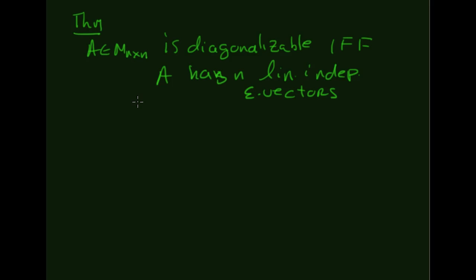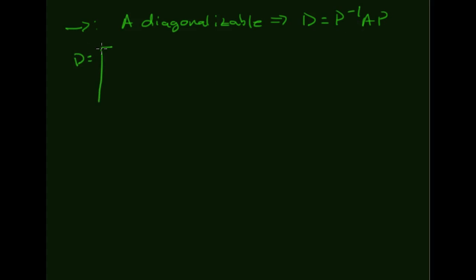Okay, so we're going to have to prove this. This is an if and only if, so we have to prove it in two directions. We're going to start by going this direction, which means we start with A is diagonalizable, which just means that there exists P such that D is equal to P inverse AP, and D is a diagonal matrix.